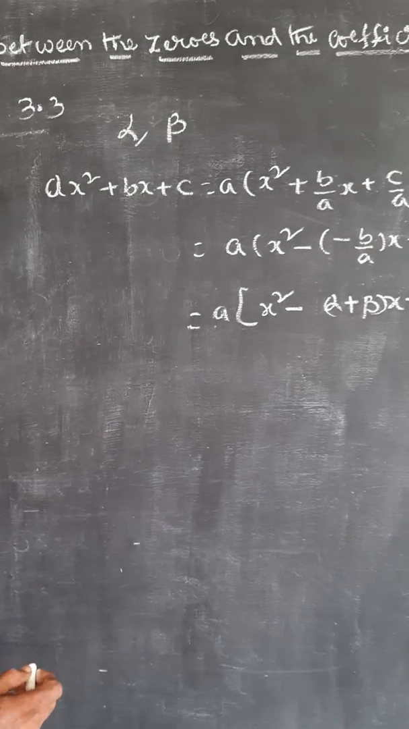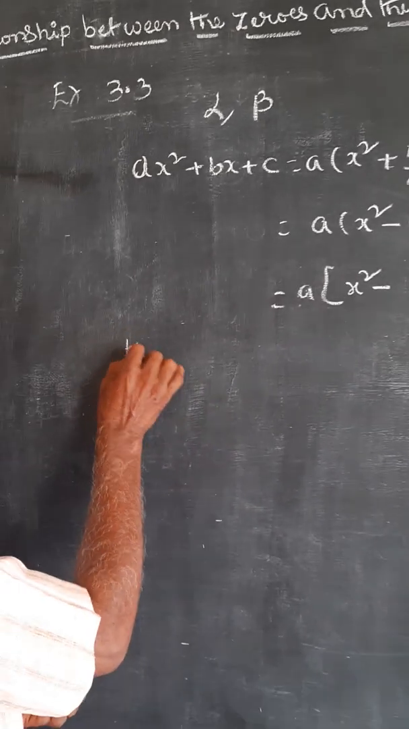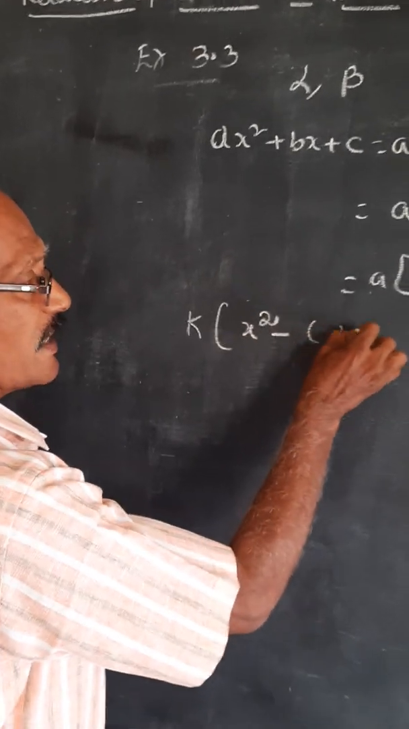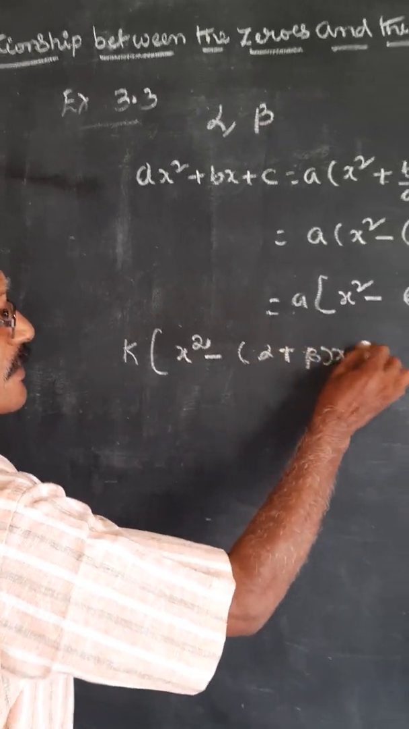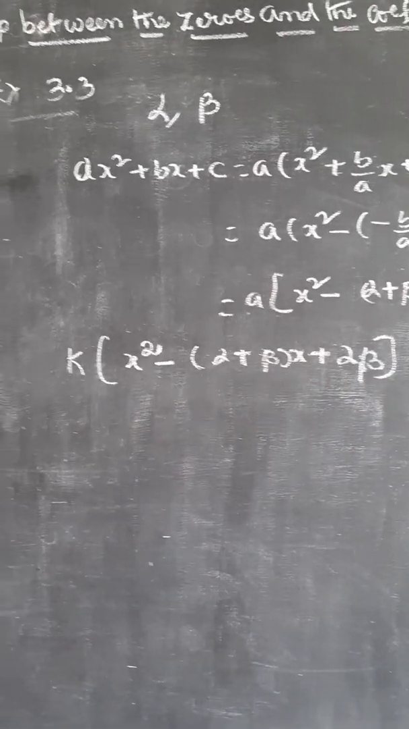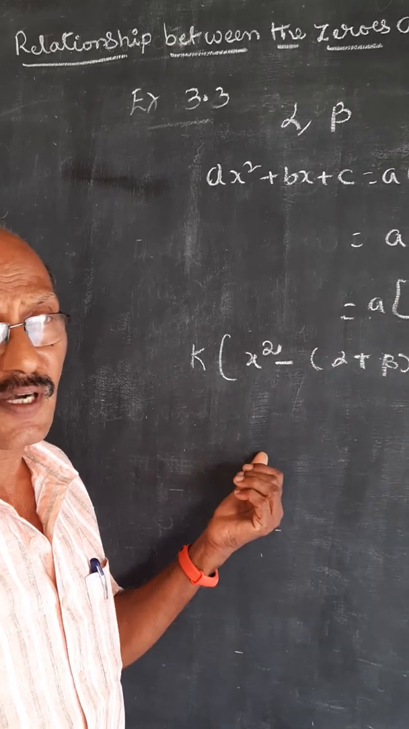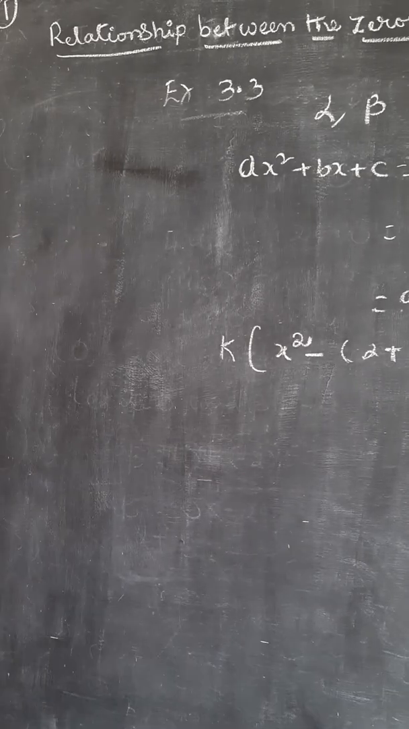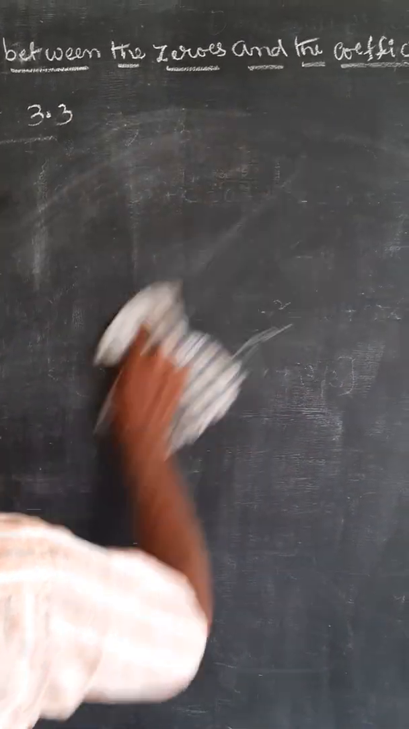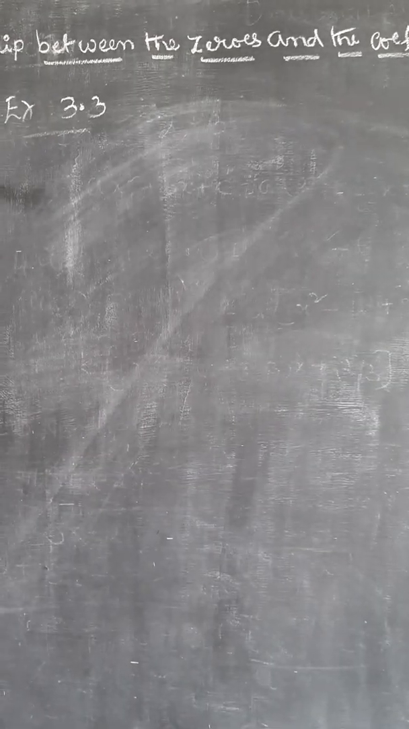So here a is the constant. Generally we take the constant k, and we will use the formula x² − (alpha + beta)x + alpha beta. This is the quadratic polynomial whenever the zeros alpha and beta are given. We will practice some problems in exercise 3.3, second Roman.